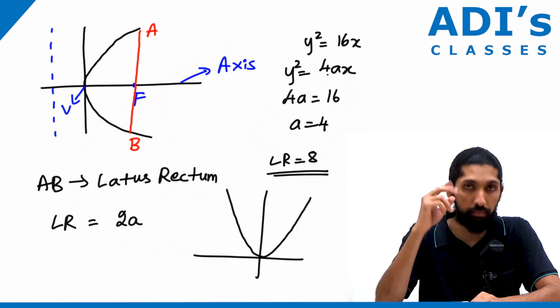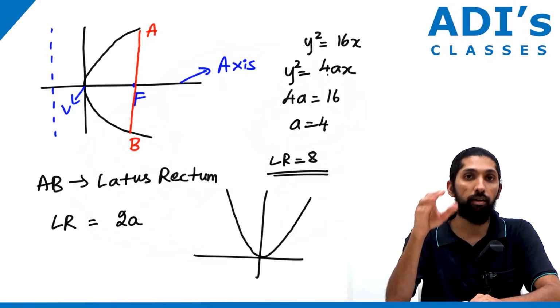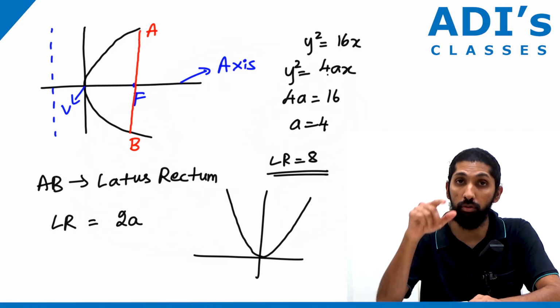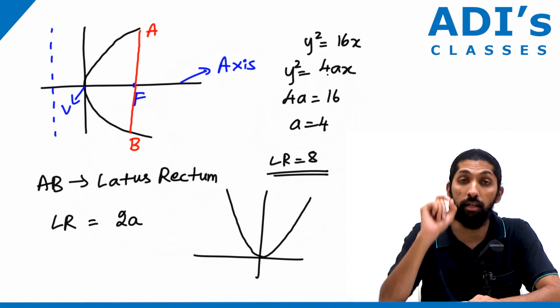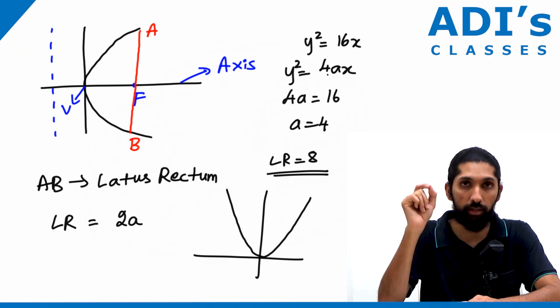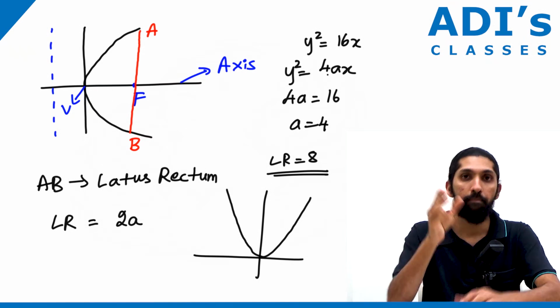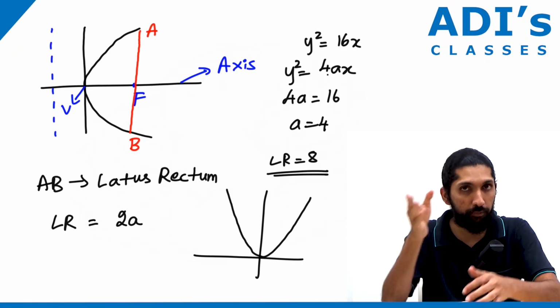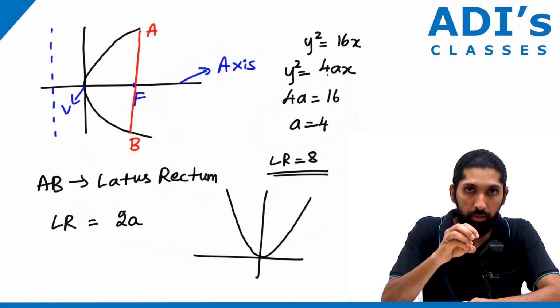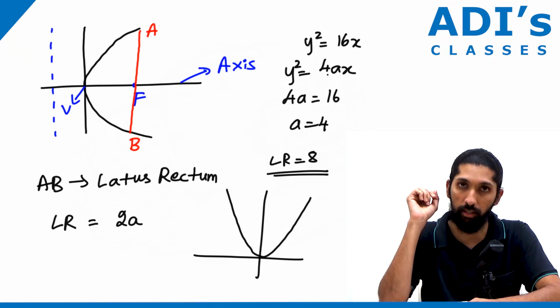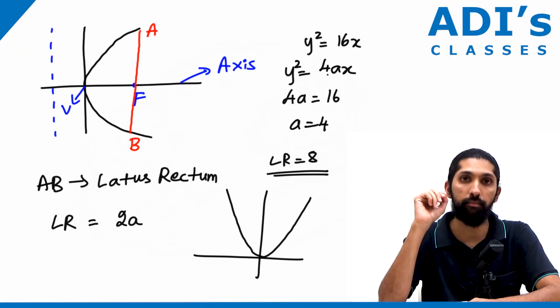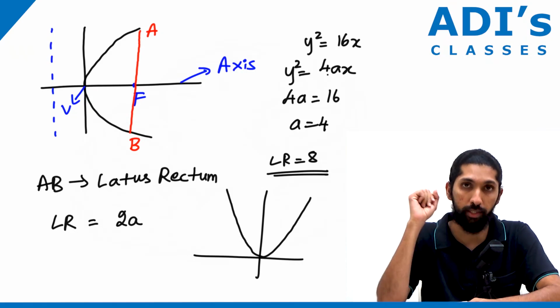The second observation: whenever we have an up-opening or down-opening parabola, the highest or the lowest point is going to give us the vertex. For a left- or right-opening parabola, either the rightmost or the leftmost point is going to give us the vertex of the parabola. Clear? These are two observations we can make.